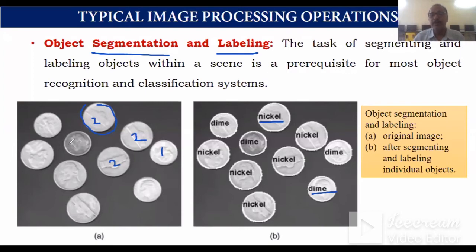So such types of different features we can find, and based on that feature we can label those coins. So this is one of the important applications of DIP. So object segmentation and labeling. The task of separating or segmenting and labeling objects within the scene is one of the important techniques, or one of the important applications of digital image processing in the recognition and classification of the system. Okay.